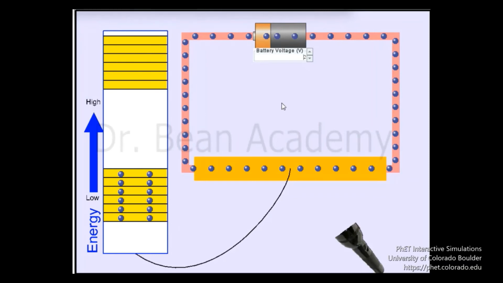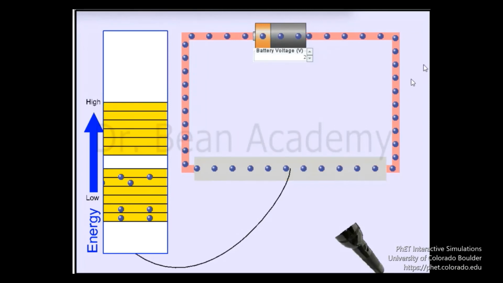But unfortunately I don't have enough voltage. I can only apply 2 volts, and with 2 volts I don't have enough energy to make this electron jump to the conduction band, and there is no current flow. Once again I am changing to the metal so that you can see the difference.